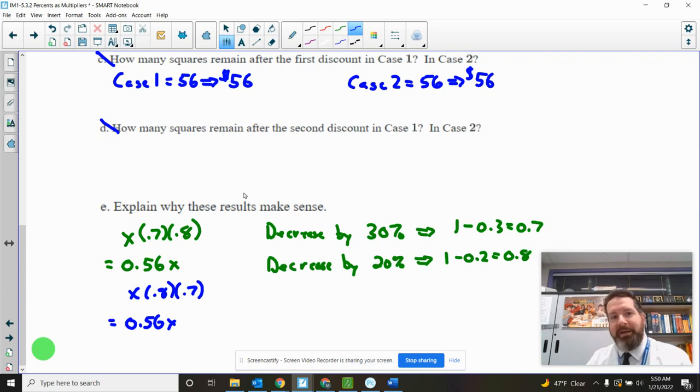You're going to end up in the exact same spot. So that's how I like to think about it. Percentage increase and decrease. If you do several of them in a row, because it's all multiplying, the order of multiplication doesn't make a difference. You're going to end up in the same spot every time. So that's why I would say these results make sense. That's how we ended up with that $56 dress both times.